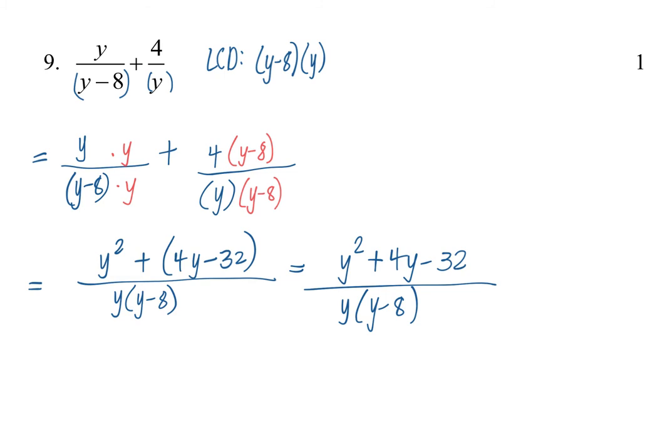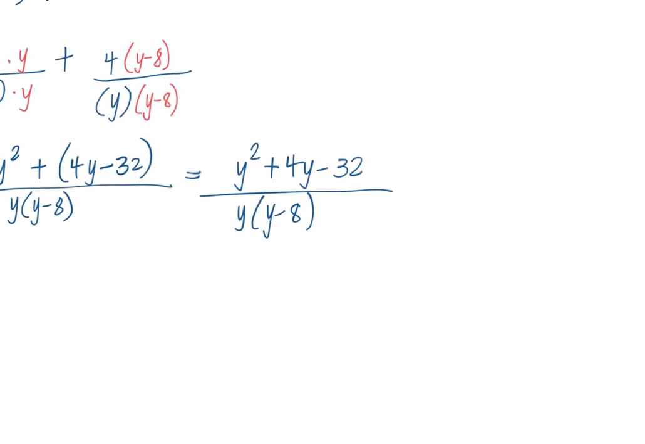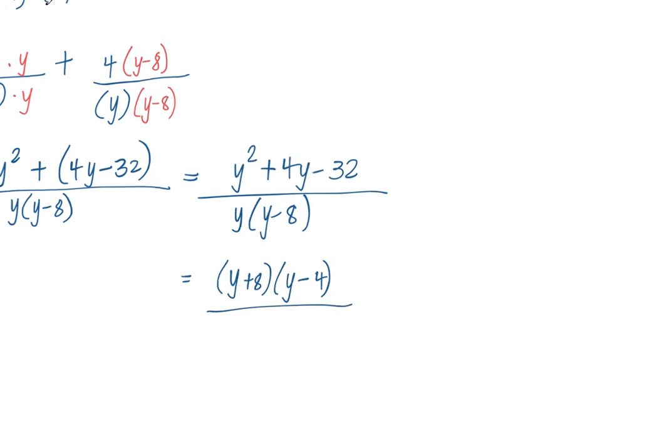I just want to check to see if it factors. Factors of negative 32 that would give me 4. You could say y plus 8 and y minus 4, all over y times y minus 8.